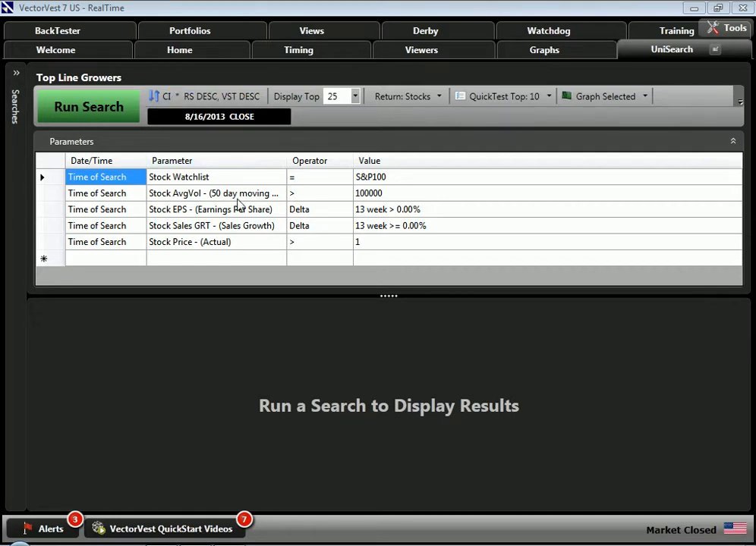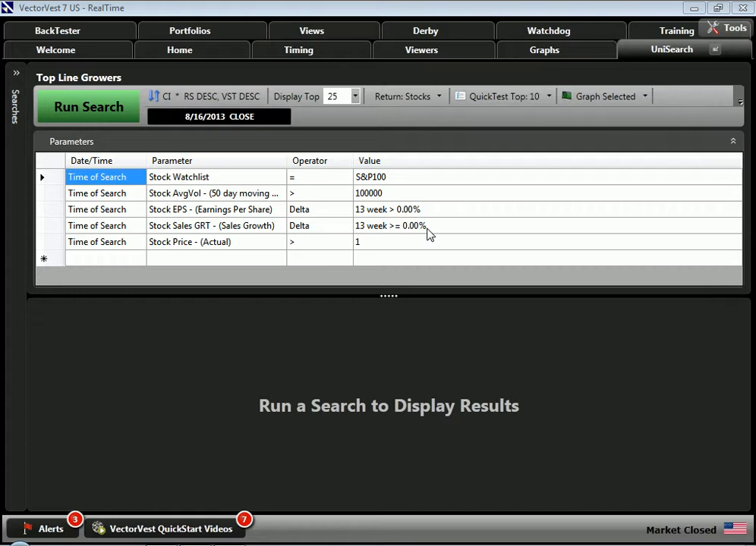Next, we made it Derby ready with average volume above 100,000 shares and a price above $1. And for the real heavy lifting of this search, we looked for stocks whose earnings on a 13-week delta are above 0, so they're rising. We're also looking for sales growth delta over the past 13 weeks, or the last quarter, to be equal to or greater than 0. In other words, they're rising as well.